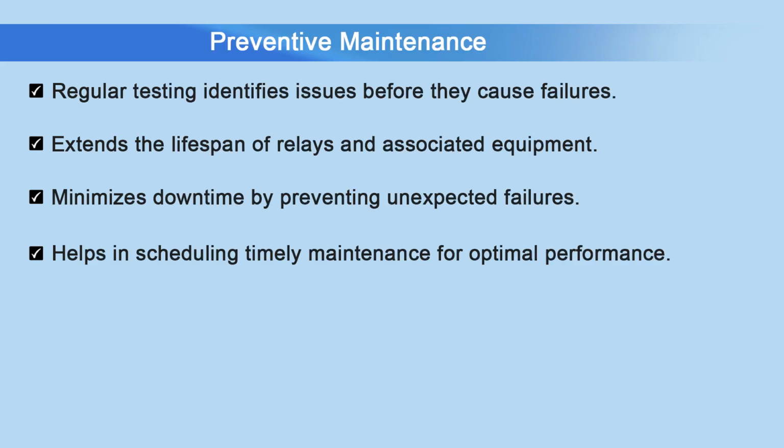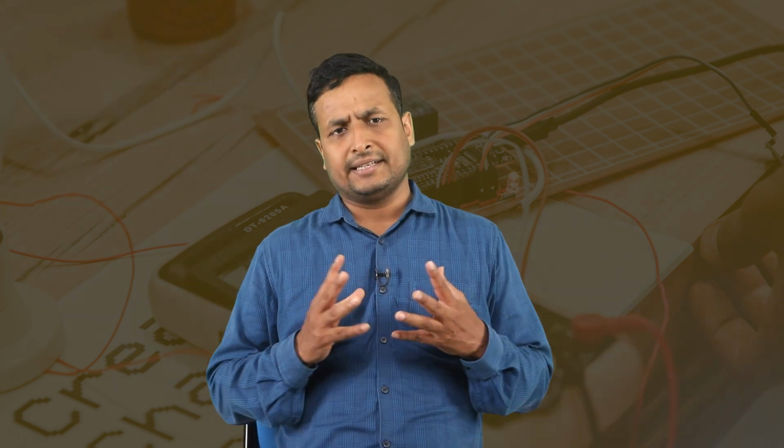Then, preventive maintenance. Testing relays as part of a preventive maintenance program will help to detect potential issues before they lead to failures. This proactive approach can extend the lifespan of relays and reduce downtime. Now, we will see what the different types of relay testing are.